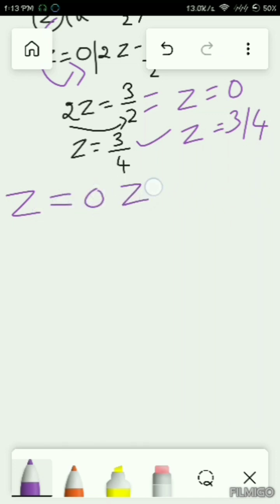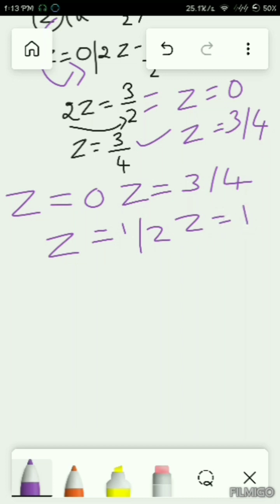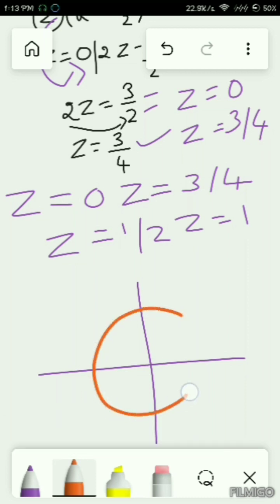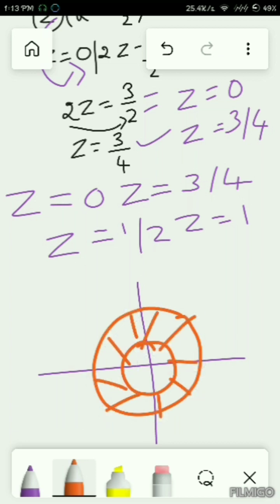My poles are z equal to 1/2 and z equal to 1, right? So let me draw the diagram in a clear manner. I have to draw concentric circles inside the ring and make a highlight like this, and then I have to plot 1/2 over here, somewhere, and 1 over here somewhere.